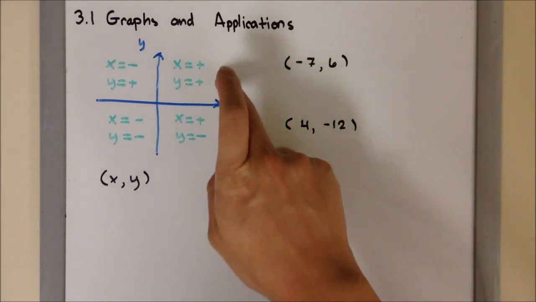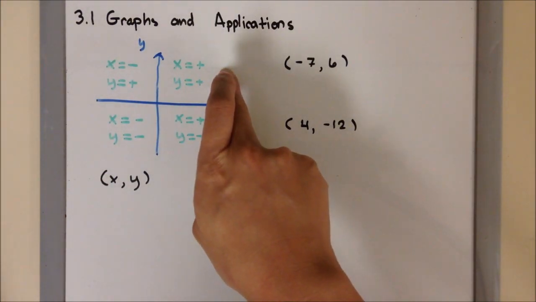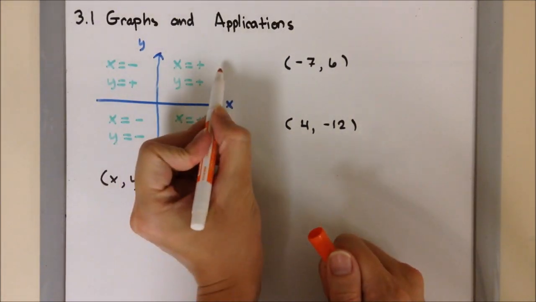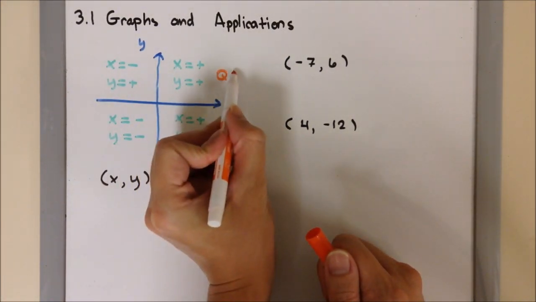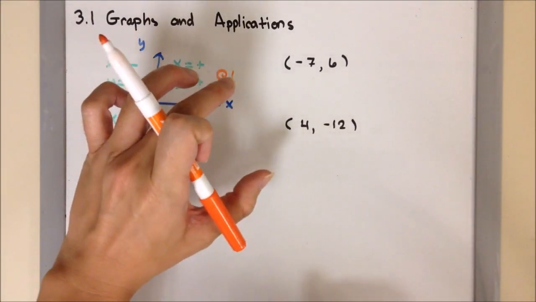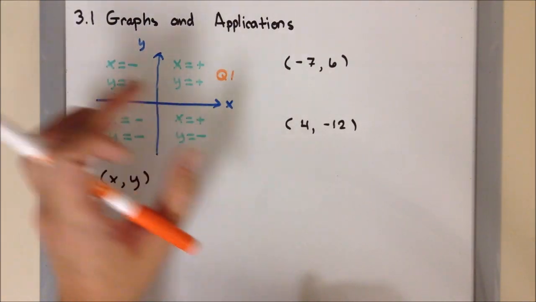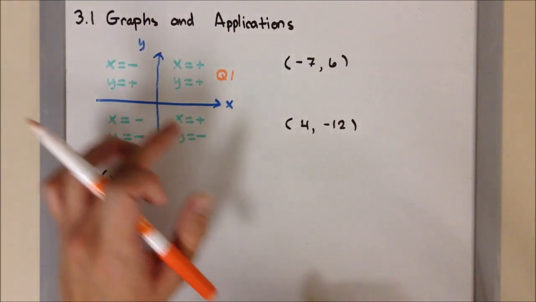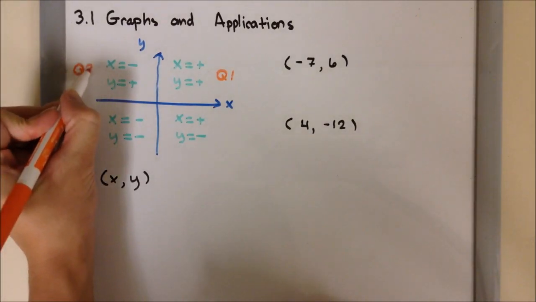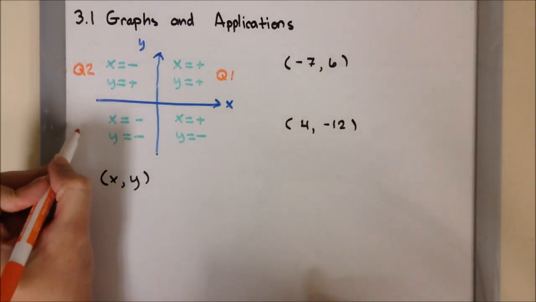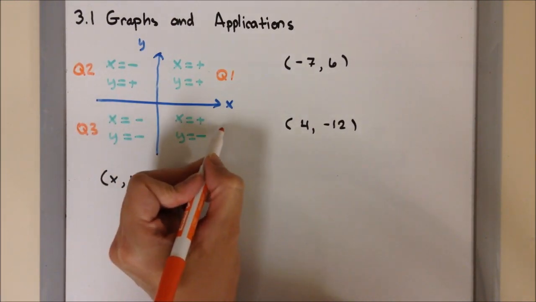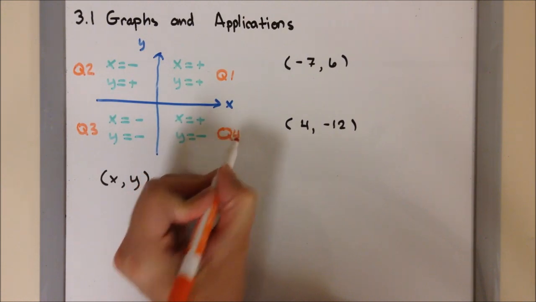So here, this is quadrant 1. So what I'm going to do is write Q1, and the way it moves for your next quadrant is that it rotates counterclockwise. So over here is Q2, quadrant 2. Then over here, this is quadrant 3. And then right here will be quadrant 4, or Q4.